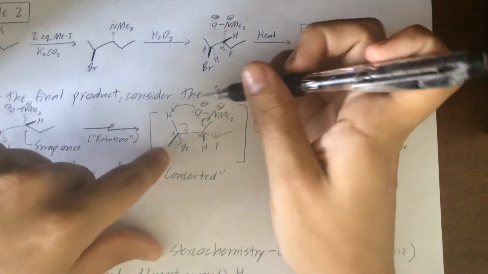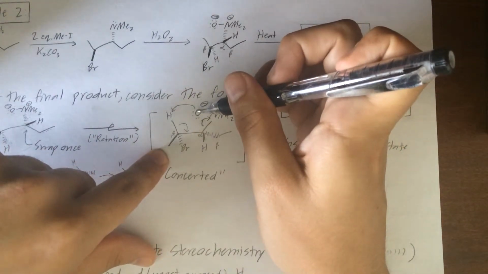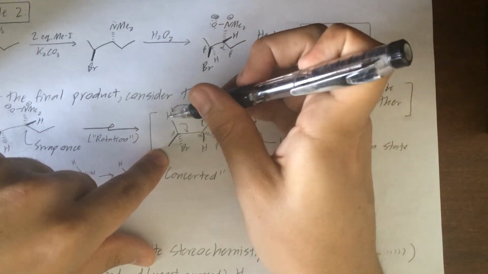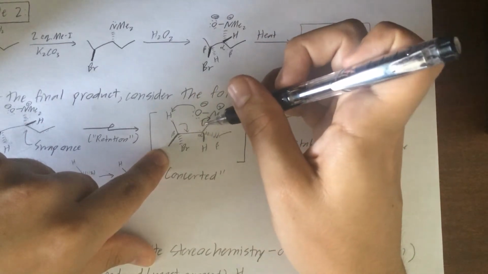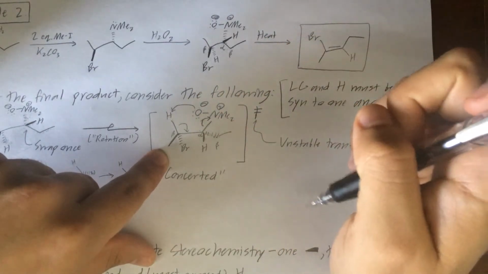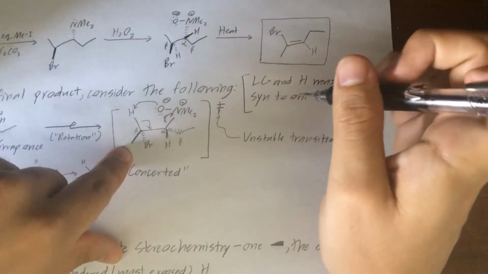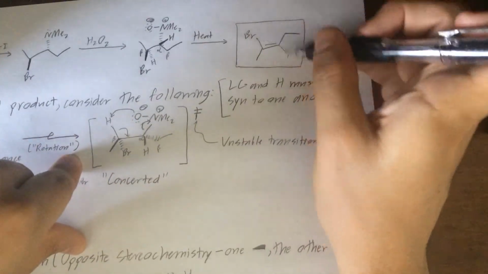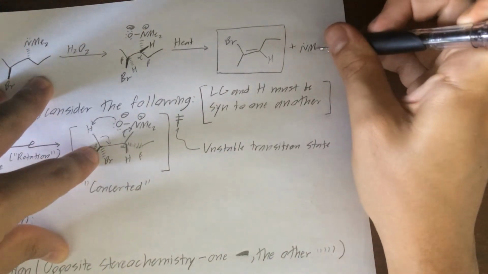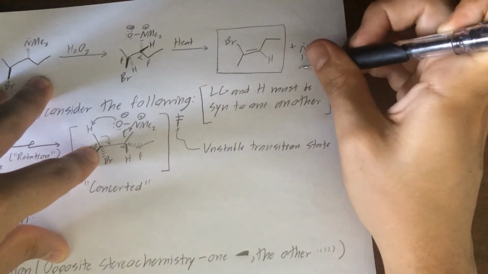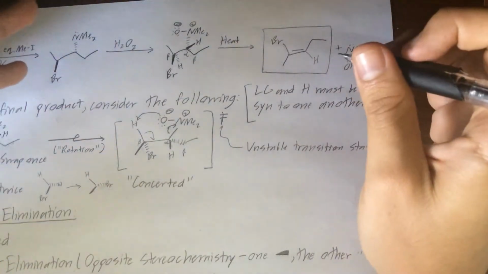into the page, okay? So now one of the lone pairs on the negatively charged oxygen atom can attack the hydrogen. This bond gets pushed over here to form the double bond, and then this bond gets pushed over here to form the lone pair on the nitrogen atom. And therefore, when all that is said and done, we have this final product plus NMe2OH. That's pretty much what happens.